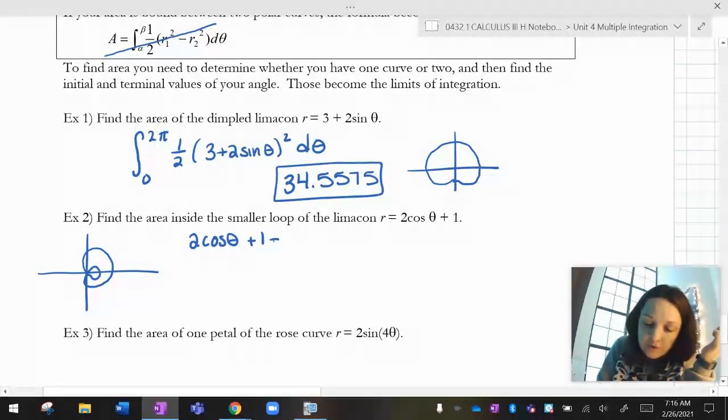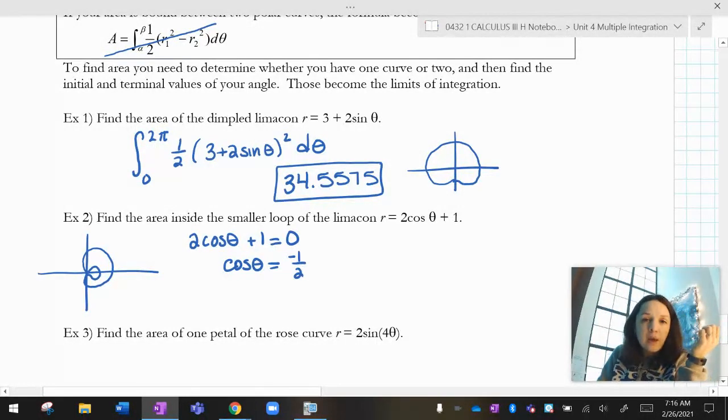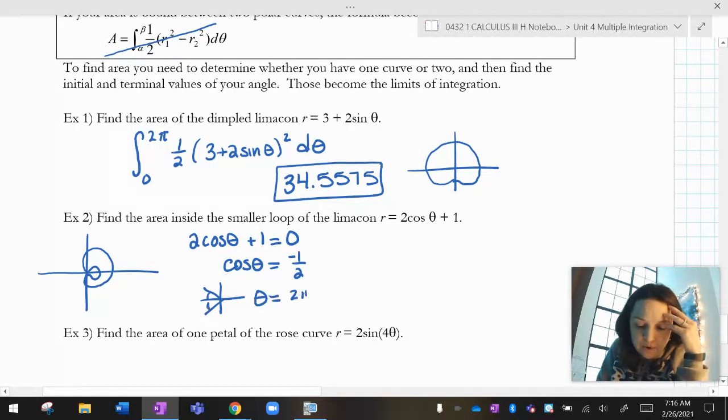2 cos theta plus 1 equals 0 when cos theta equals negative 1/2. And then if I think about when cosine is 1/2, that's at 60 degrees, but I need 60 degrees in the quadrants where cosine is negative. And so that's going to be here and here. So 60 degrees here and 60 degrees there is going to be theta equals 2 pi over 3 and 4 pi over 3.